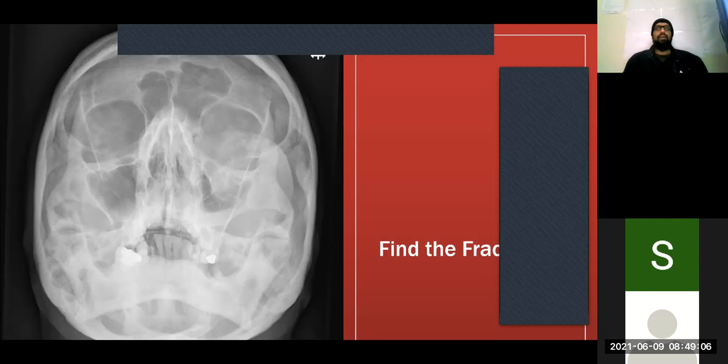Now remember, this is in the context of trauma. This is in the context of severe swelling and pain. So even though you can't see the fracture, chances are there is a fracture here. So we need to send this patient for a CT scan. Very good. Okay, excellent. You guys getting the hang of it?